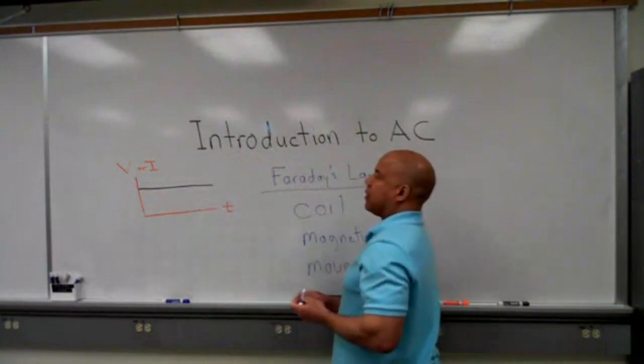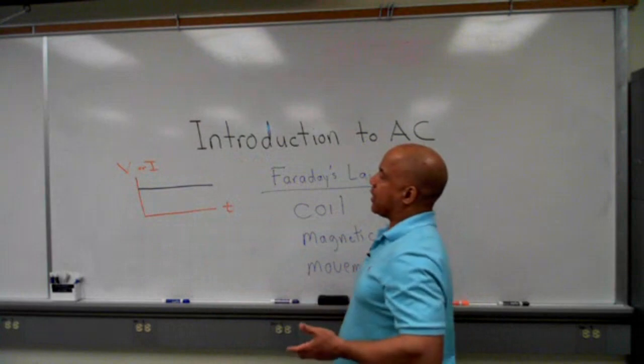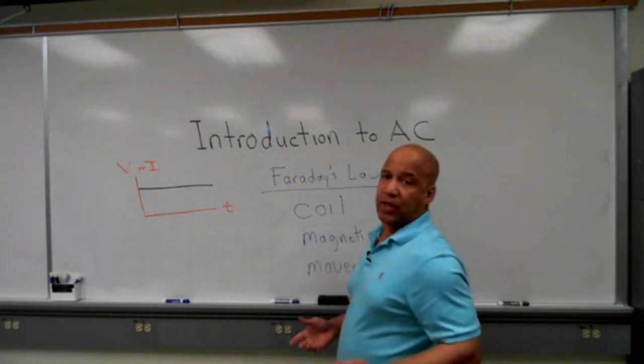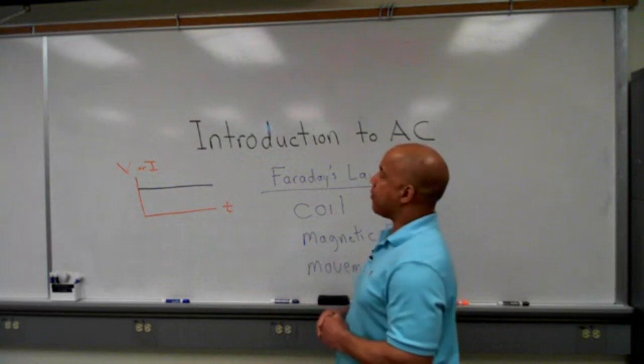It's constant. So DC, direct current, means that the direction of current doesn't change, the polarity of the voltage doesn't change over time. It remains constant, or direct current.